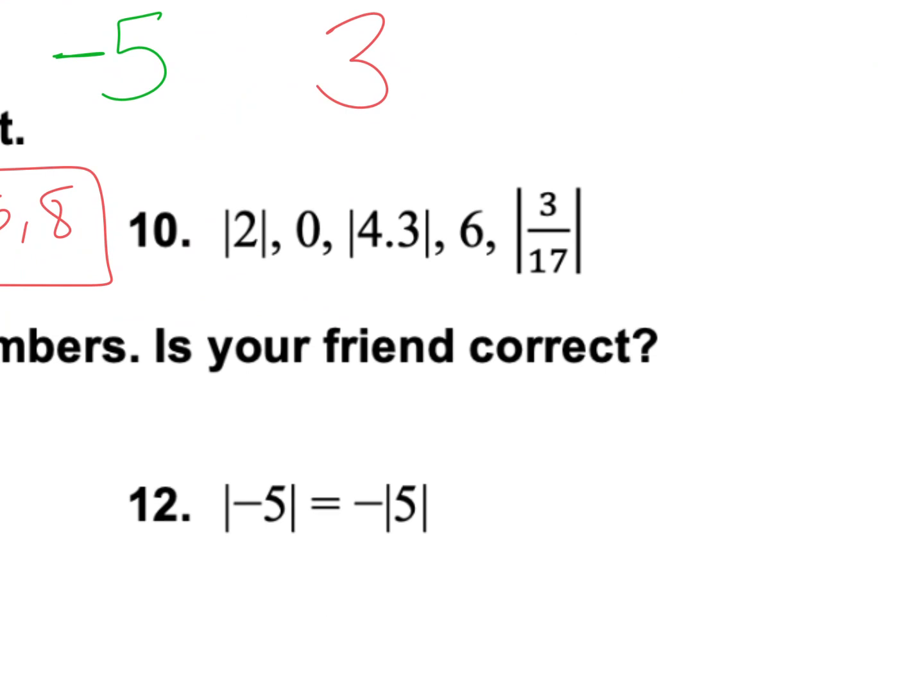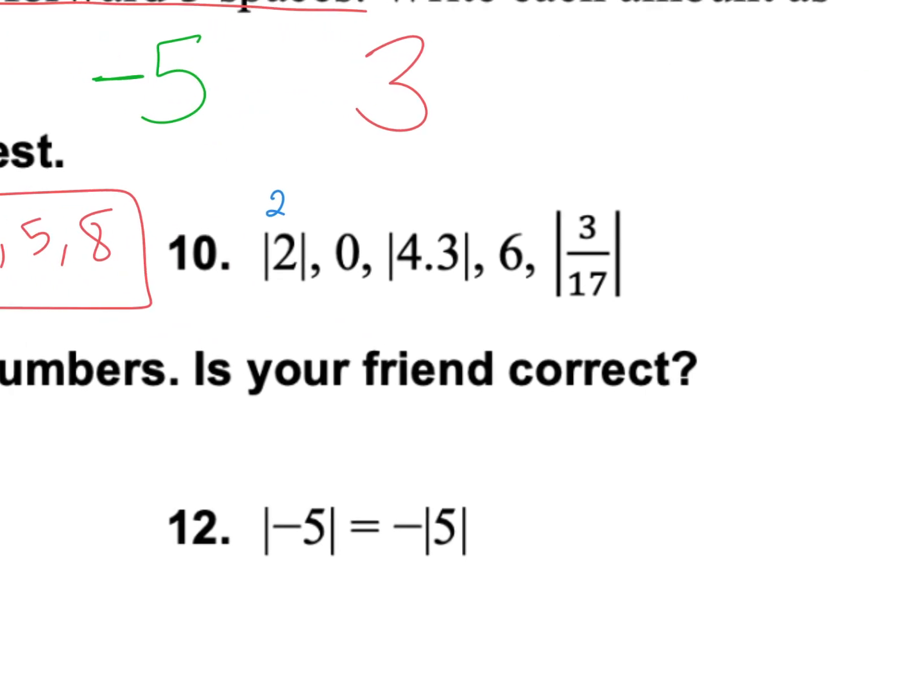Again, I think we should simplify first. The absolute value of 2 is 2. The absolute value of 4.3 is 4.3. The absolute value of 3/17 is 3/17. Hooray. So now just least to greatest.